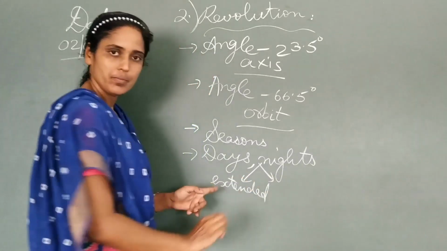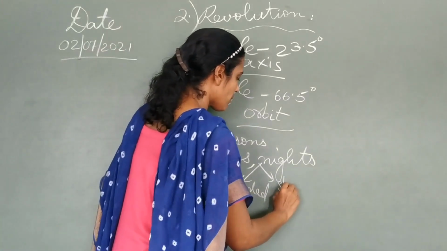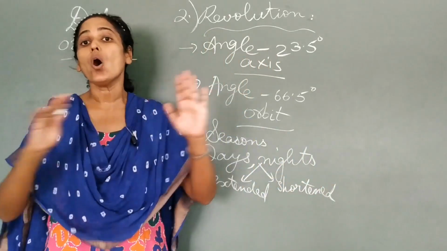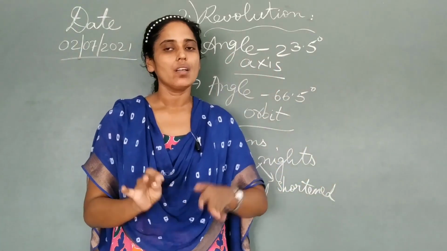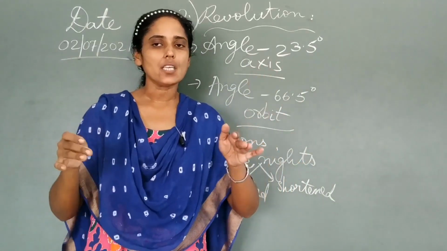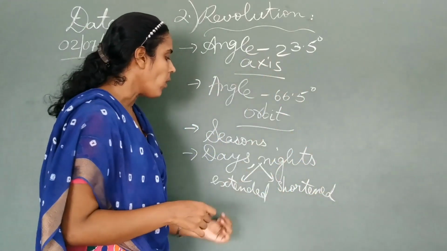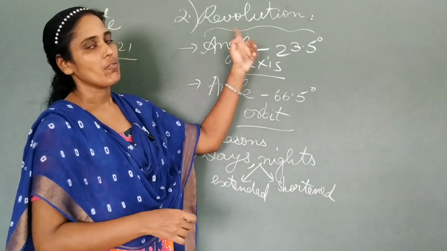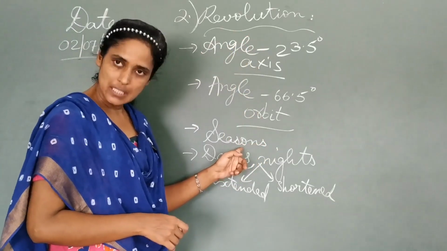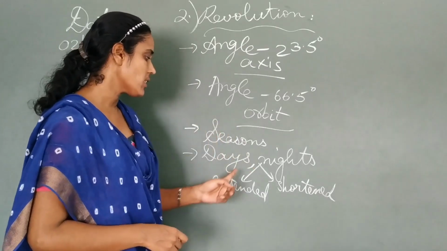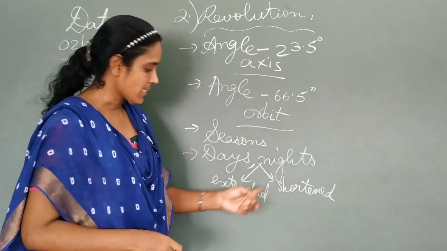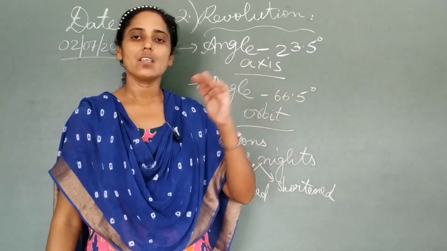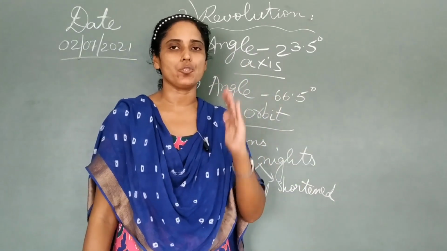For example, in winters what happens? You have long nights, and days are short. And in summer, nights are short and days are long. So all these phenomena occur because of the revolution of the earth, that is seasonal changes, and changes in the duration of day and night. The extension or shortening of nights is also due to revolution.